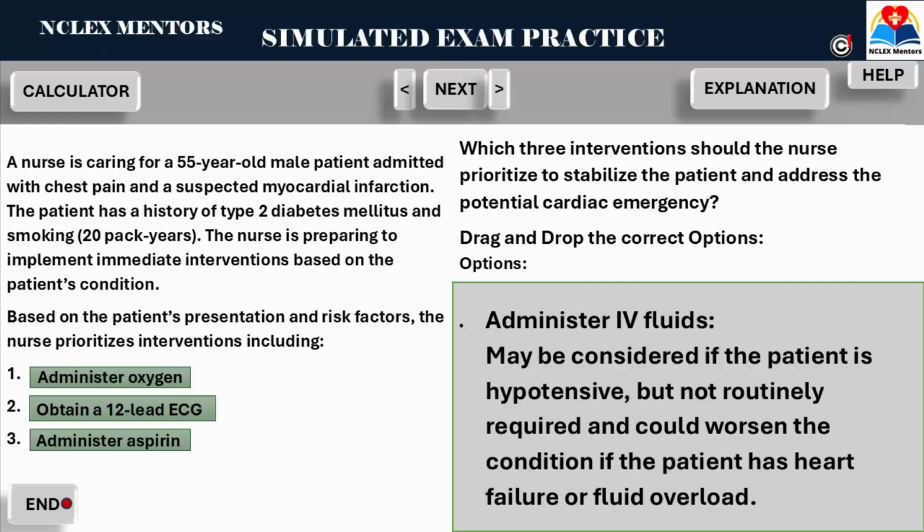Administer IV fluids. This depends. If the patient is hypotensive, it might be useful, but giving fluids to a heart that's already struggling can actually cause fluid overload, so you'd hold off unless it's clearly needed. In summary, when seconds matter, you want to support oxygen delivery, get that ECG to diagnose fast, and give medications that prevent further damage. And that's exactly what oxygen, ECG, and aspirin do.